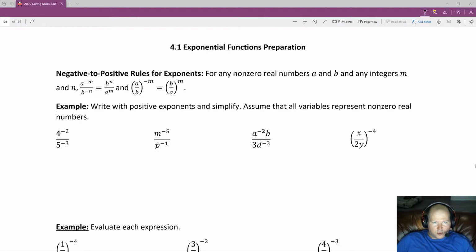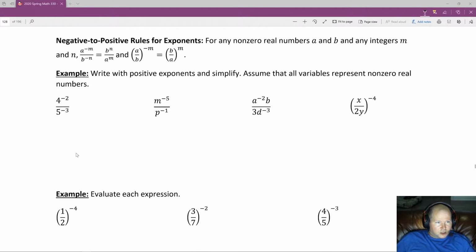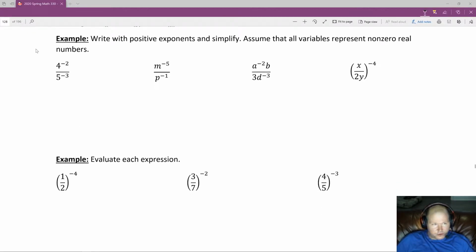All right, we're doing 4.1 exponential functions preparation. Let's just start with some examples. This should be a review. But let's say we have 4 to the negative second power over 5 to the negative third power.